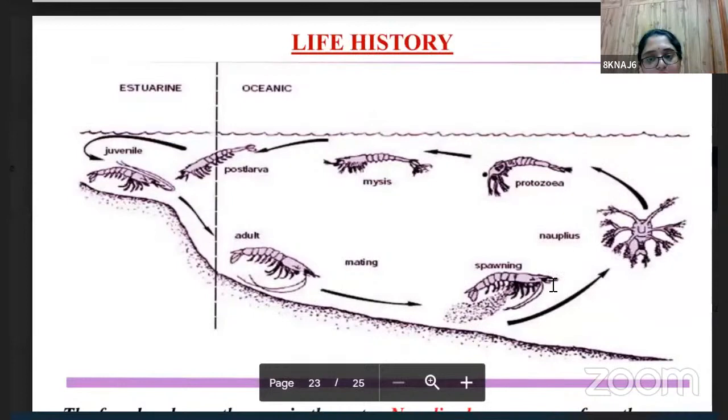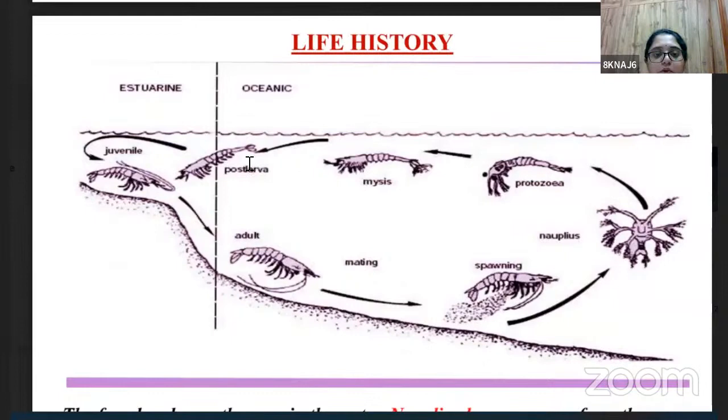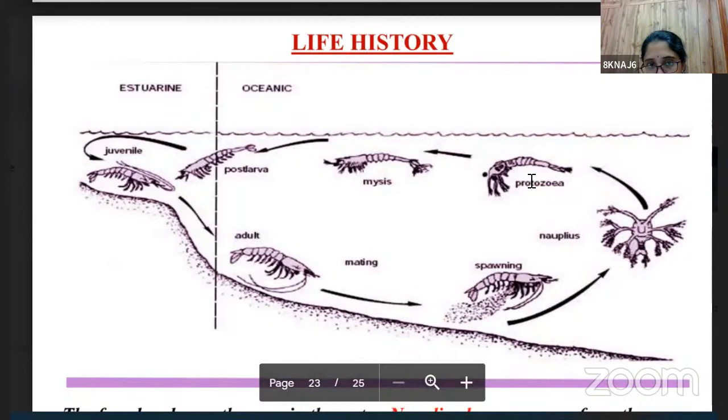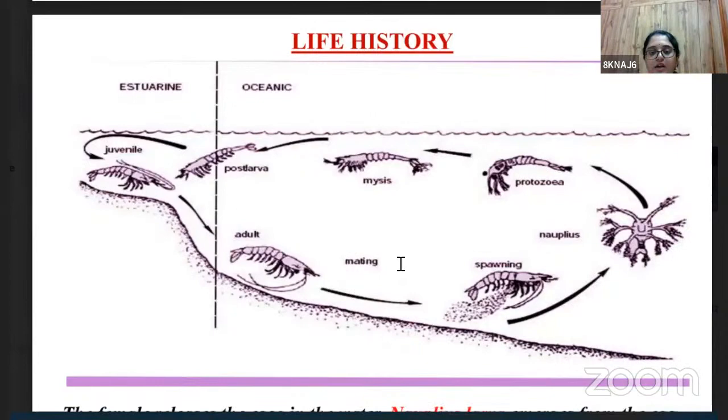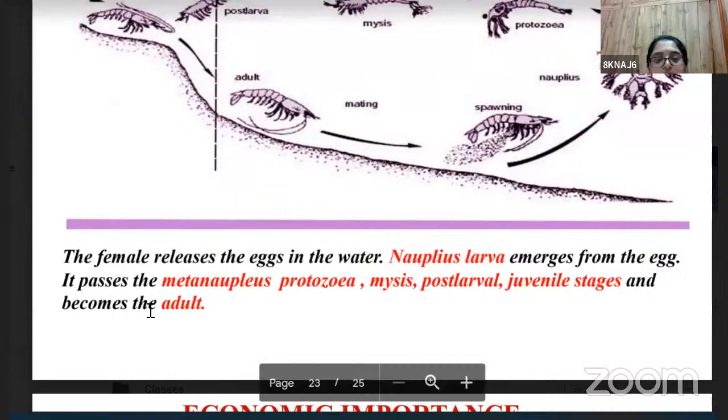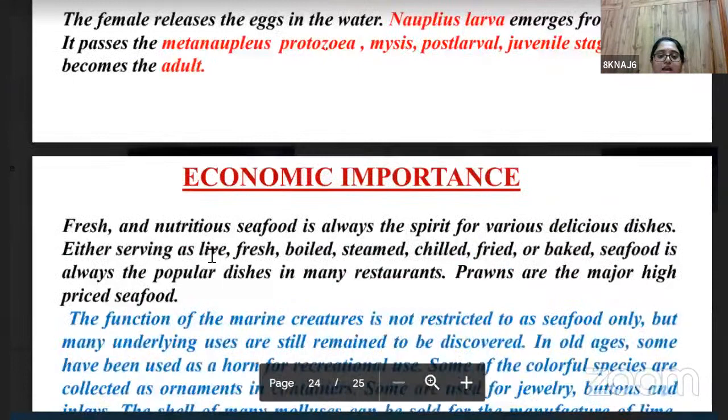Nauplius larva is present, and then you have the protozoea, mysis, and post larva. All of these are larval stages, with metamorphosis taking place. Then you have the juvenile in the estuary, from which it becomes an adult and goes back into the ocean. The female releases the eggs in the water. Nauplius larva emerges from the egg, passes through metanauplius, protozoea, mysis, post larval, and then it becomes the adult.